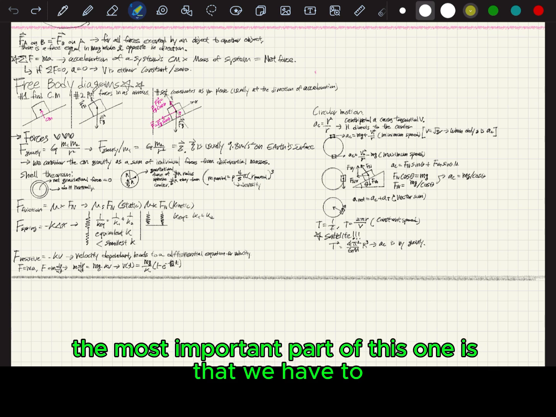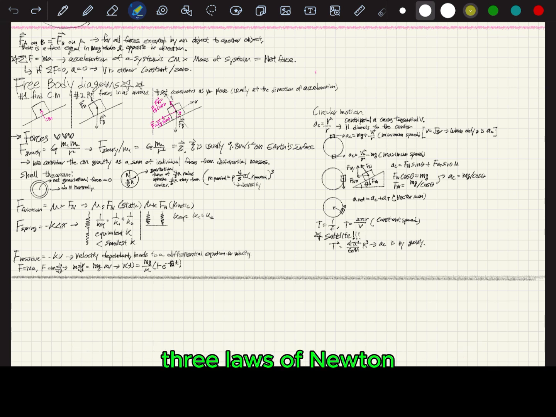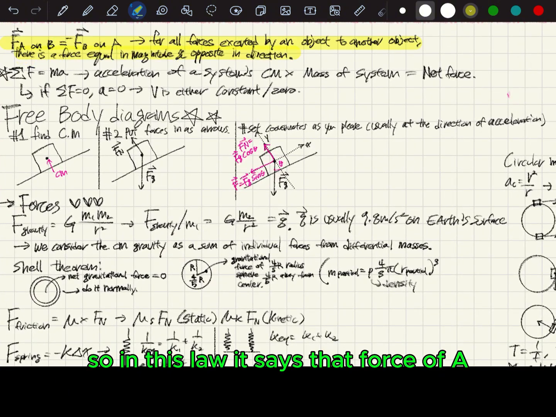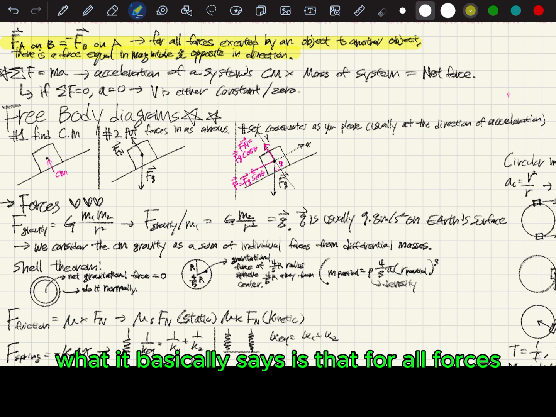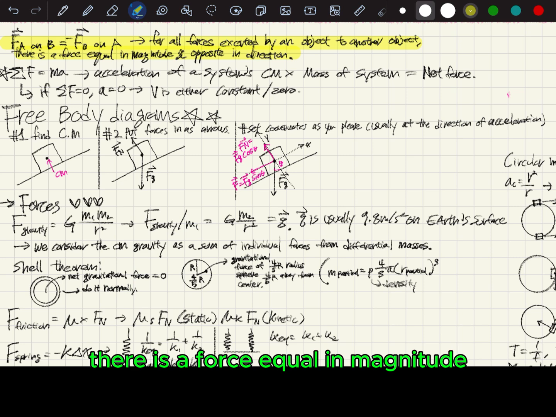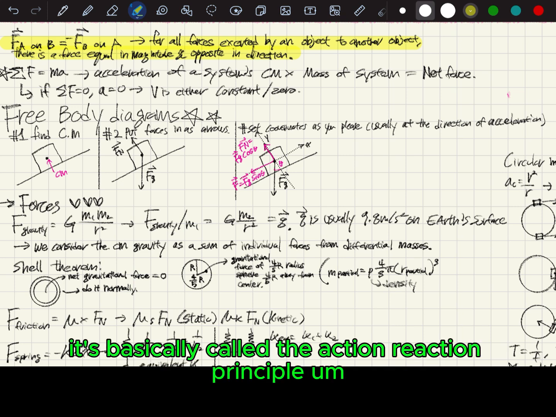So, the most important part of this one is that we have to remember the 3 laws of Newton. I'm going to talk about the third law first. In this law, it says that force of A on B equals the force of B on A. It's opposite in sign. So what it basically says is that for all forces exerted by an object on another object, there is a force equal in magnitude and opposite in direction. It's basically called the action-reaction principle.